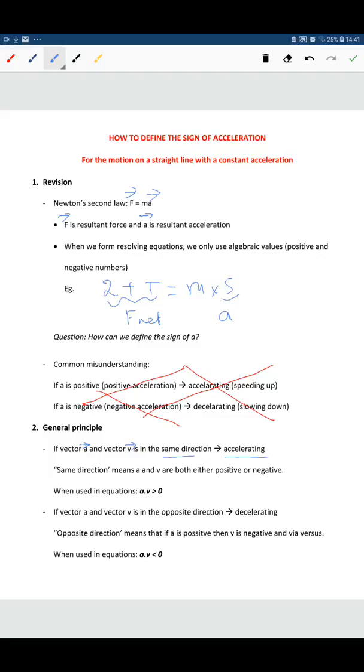Same direction here tells us that a and v as numbers are both either positive or negative. When two numbers have the same sign, their product has to be positive. So if a times v is positive, then the object is accelerating.